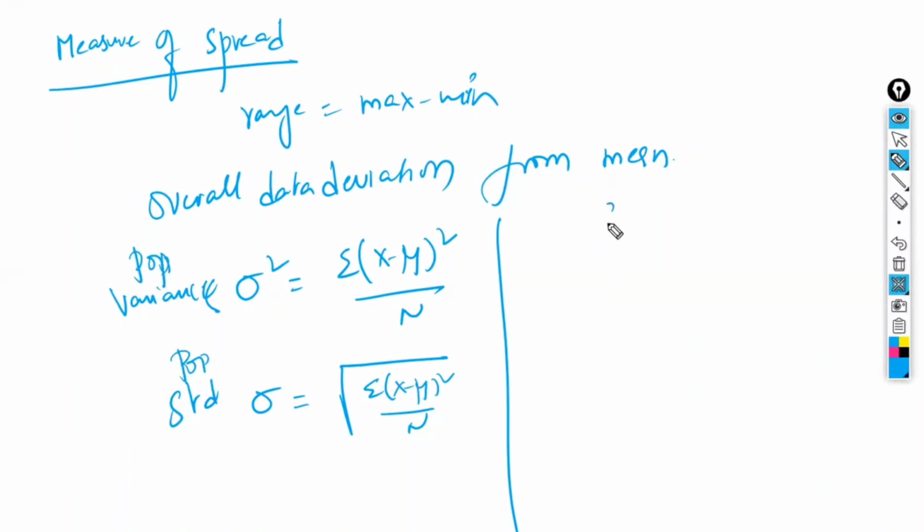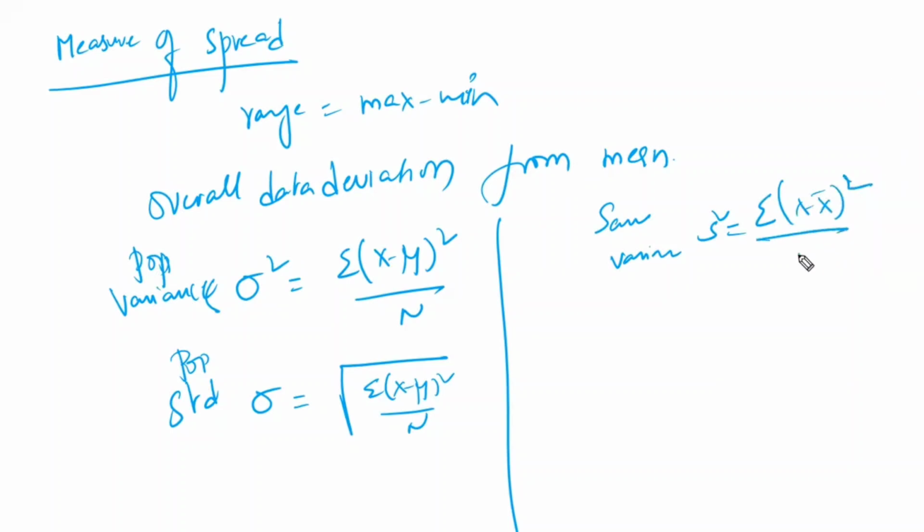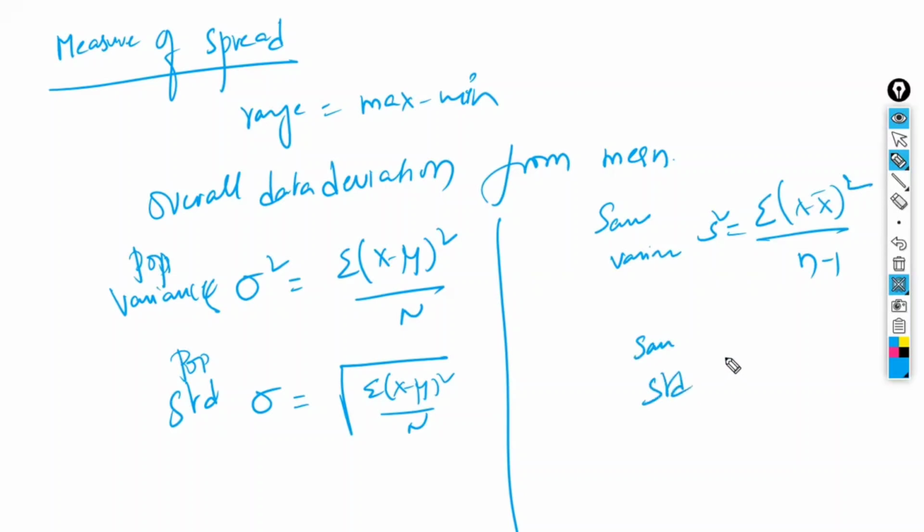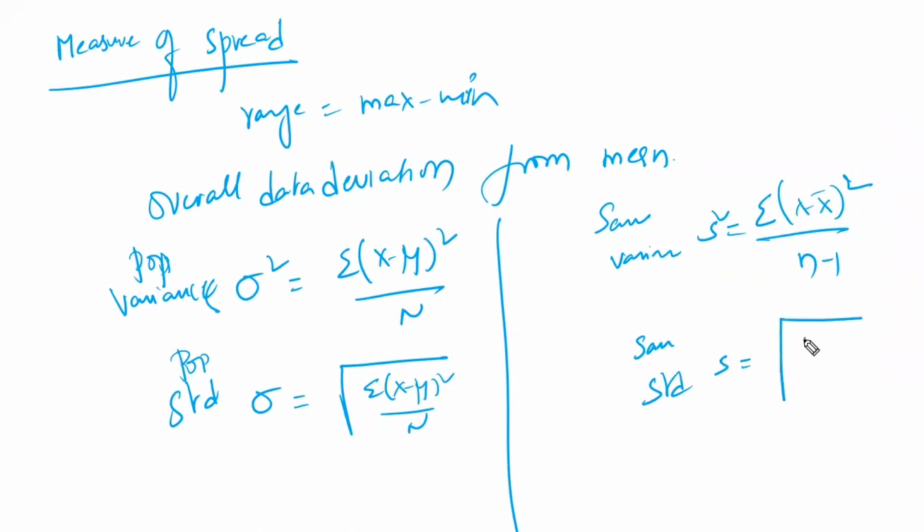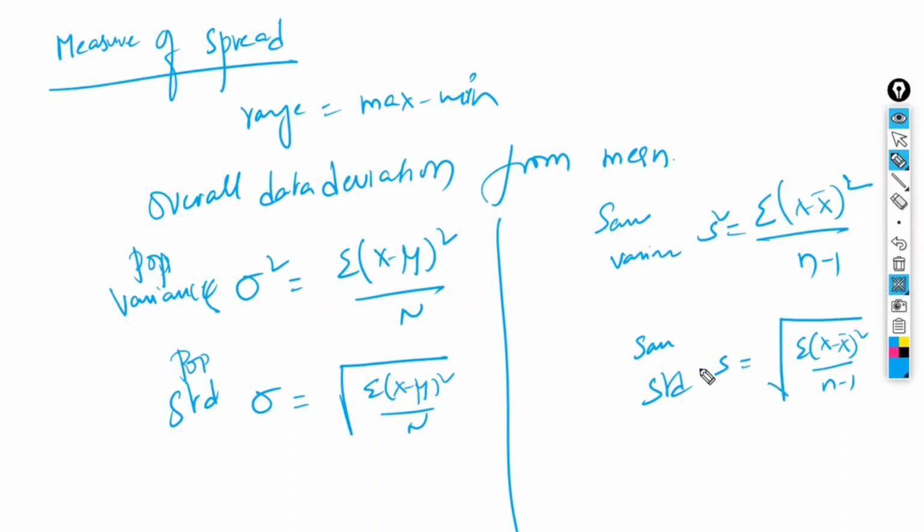Similarly, sample variance is given by s square equal to the sum of (x minus x bar) whole square divided by small n minus 1. And sample standard deviation is taken as s equal to the square root of this, that is, the square root of the sum of (x minus x bar) whole square divided by n minus 1. This is the standard deviation.